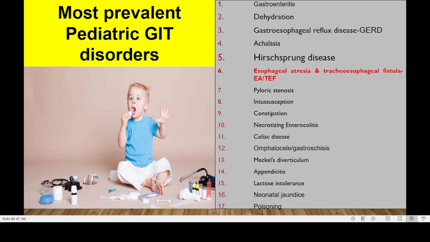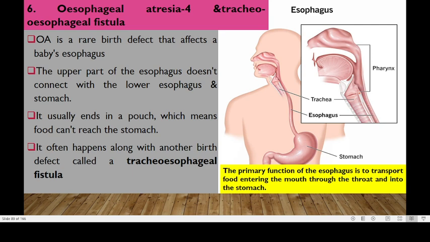So the other conditions are esophageal atresia and tracheoesophageal fistula. So this is a two-in-one condition. Esophageal atresia is a rare birth defect whereby the baby's esophagus is presenting with several challenges. In most cases, you find the upper part of the esophagus will not be able to connect to the lower part of the esophagus, and it usually ends in a pouch, which means that the food cannot reach the stomach.